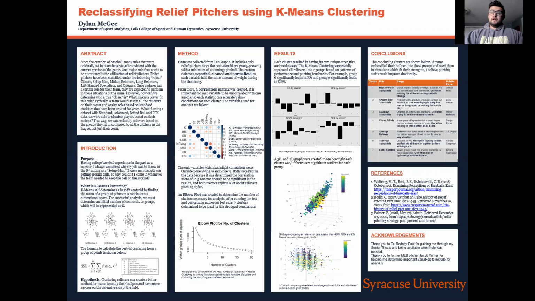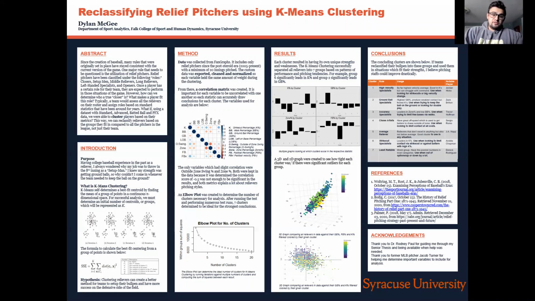I exported the data from Fangraphs, cleaned it, and normalized and standardized it so each variable held the same amount of weight during clustering. If I didn't do this, one of the variables, which is fastball velocity, would weigh heavily in the results. This is because the average fastball velocity in MLB is low to mid 90s, where every other metric I used was a percentage between 0 and 1. So if we were to cluster that way without normalizing the data, it would have weighed heavily on fastball velocity.